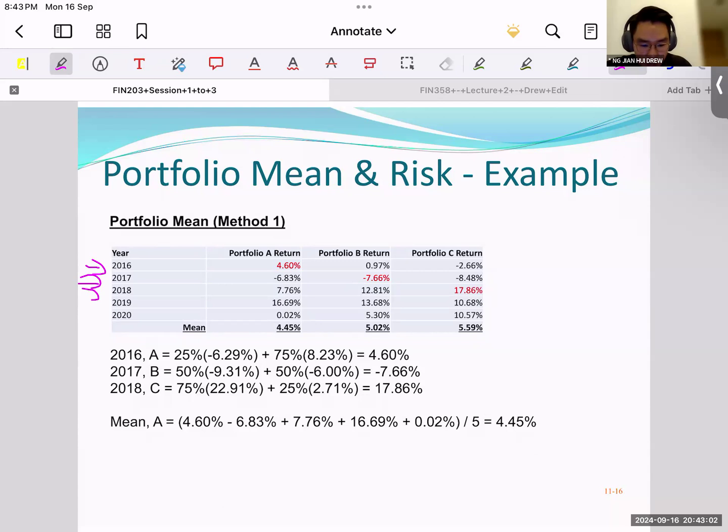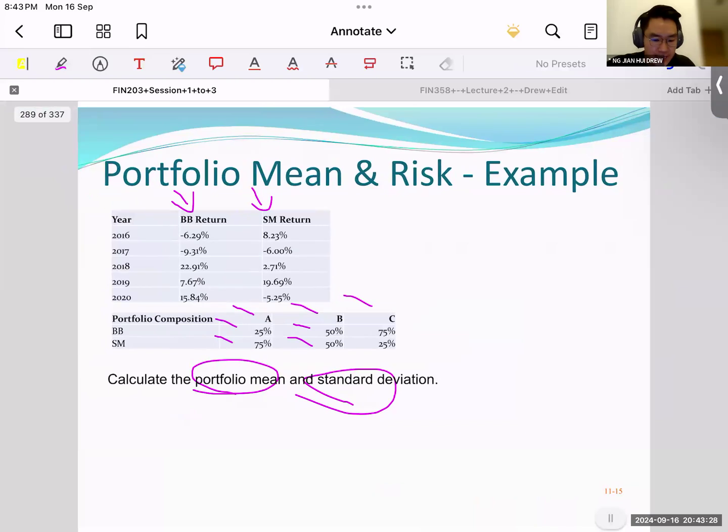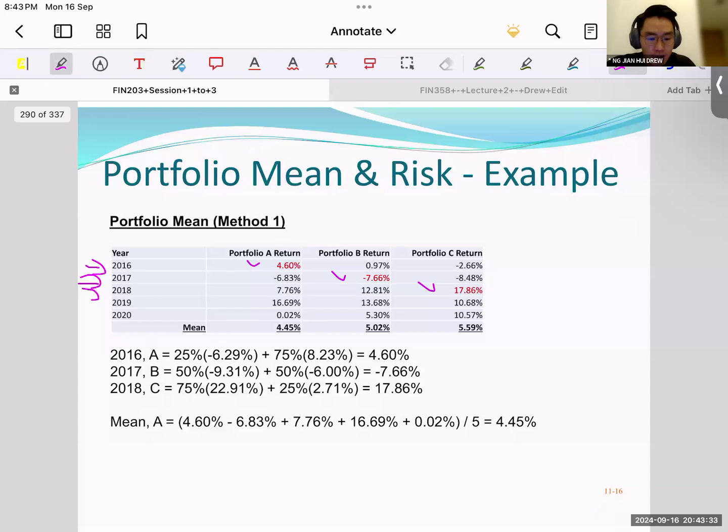Those in red are the workings I have shown you, but basically you just keep on doing this for all the other black numbers, and you get the same, right? So I just want to show you the method of calculating. So for example, for the year 2016, for portfolio A, we know that it's 25% of BB and 75% of SM, right? So we know that for 2016, the return for BB is negative 6.29.